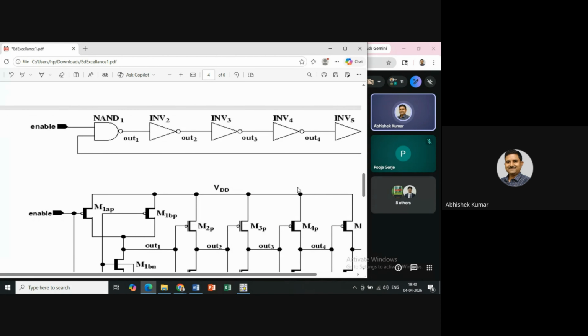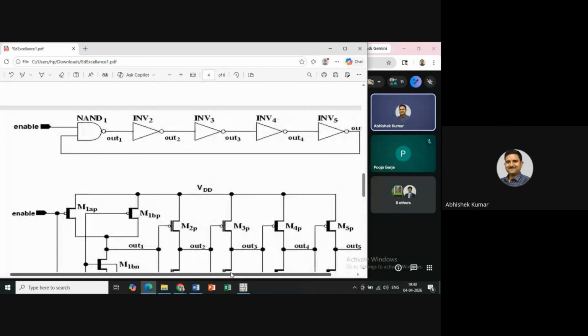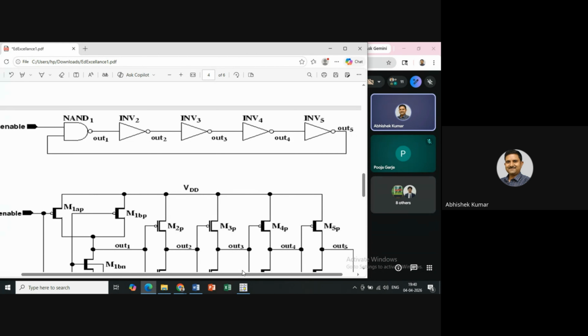Here, let's see what I'm going to do now. I have shown you a five-stage ring oscillator. Here I have put one NAND gate in the front and four NOT gates. Since it is a NAND gate, one input equal to one is given as enable. So the enable is connected to the first NAND, along with the one feedback path. Now I'm claiming that it is also an oscillator.